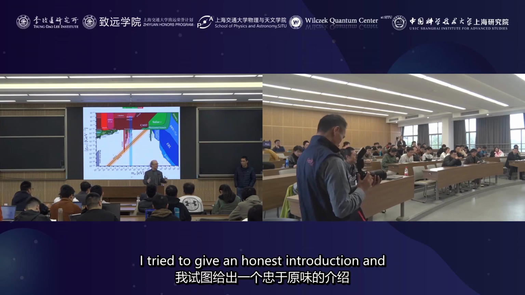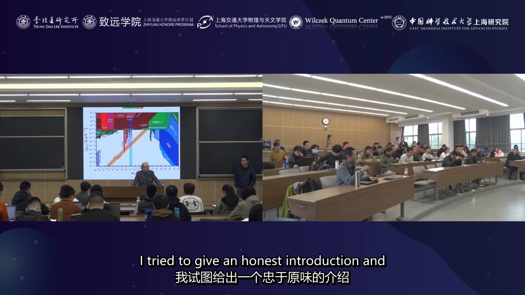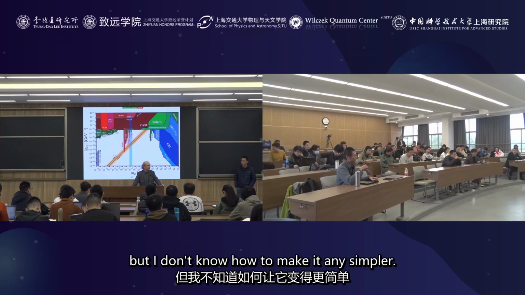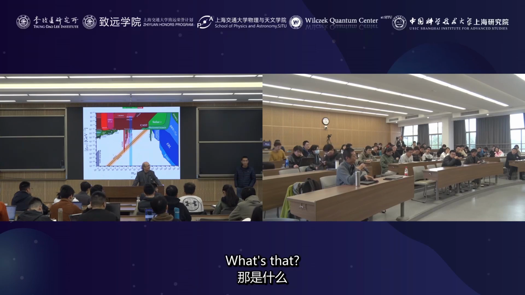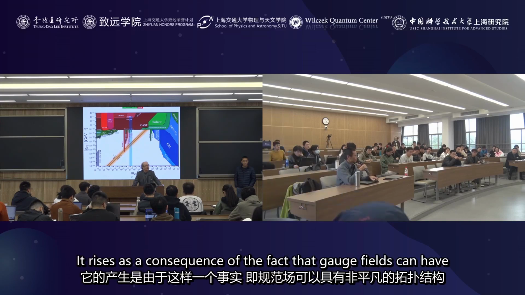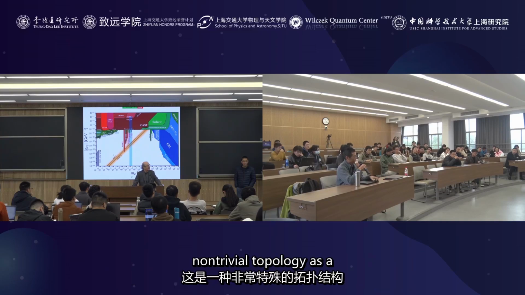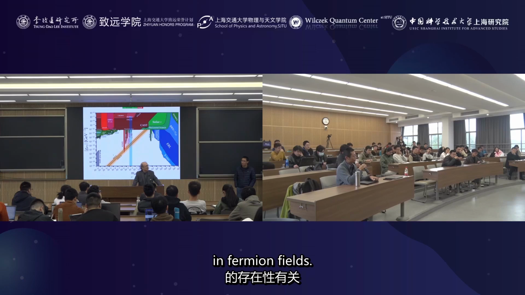I tried to give an honest introduction, and I don't know how to make it any simpler. So yes, it is purely a topological effect. It arises as a consequence of the fact that gauge fields can have non-trivial topology of a very specific kind that's connected to the existence of zero modes in fermion fields. Okay, thanks.